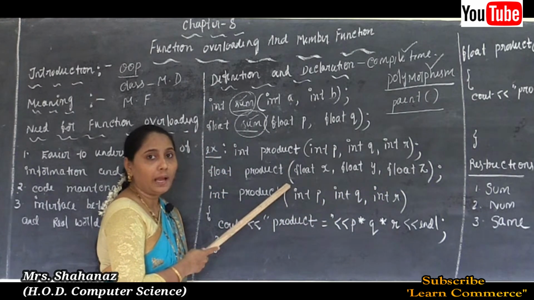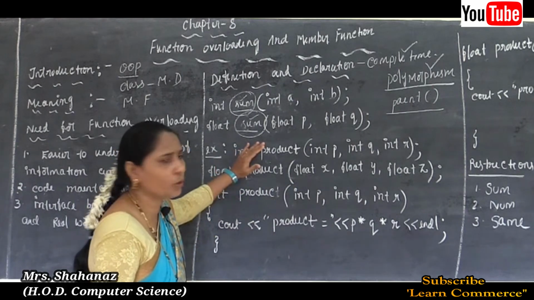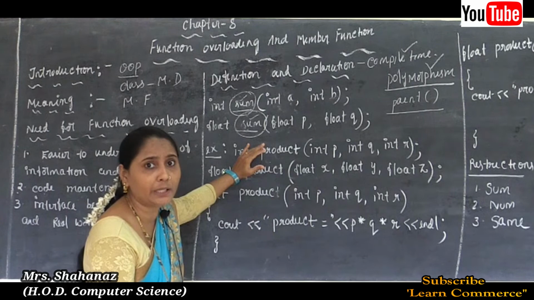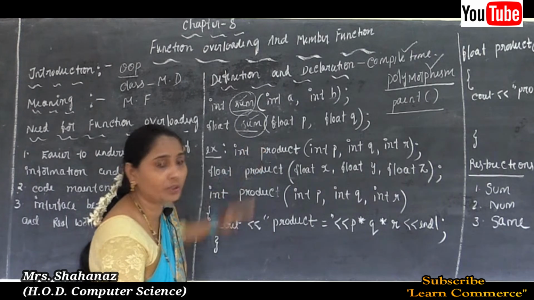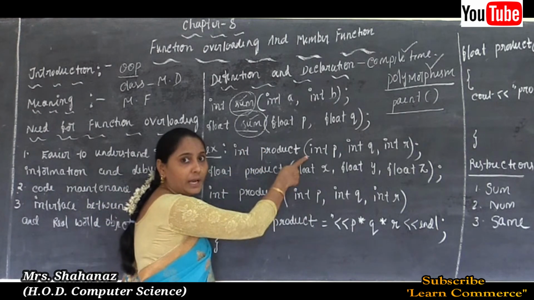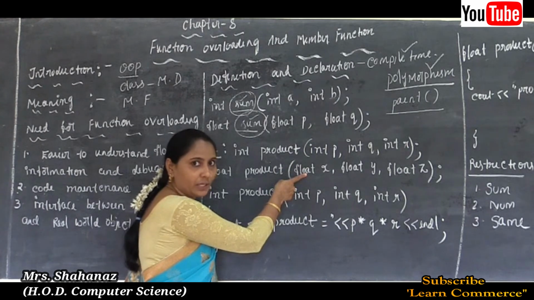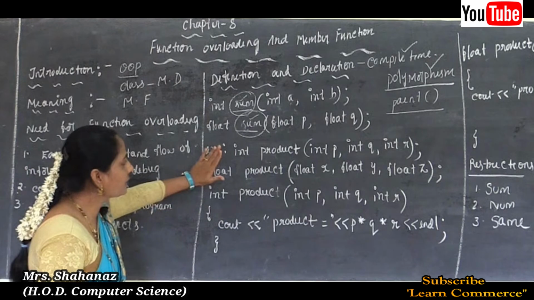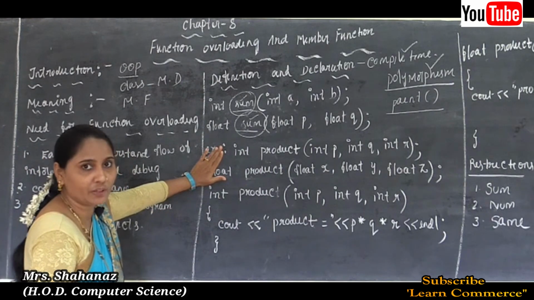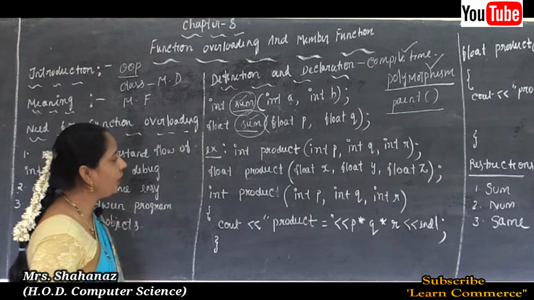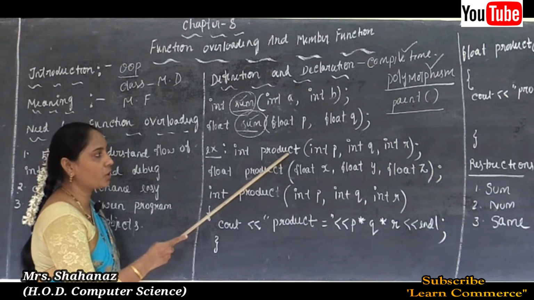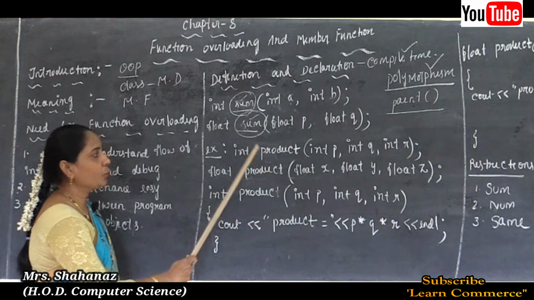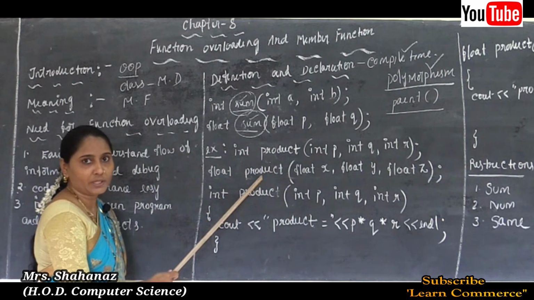Correct? No? And whatever the function you want to execute, the compiler automatically chooses the right type of function depending on the number of the arguments and data type of the arguments in our function overloading. So this is the example for our definition and declaration of the function overloading. This is called the declaration. Why? Because semicolon is there. And so 2 product functions are there here.